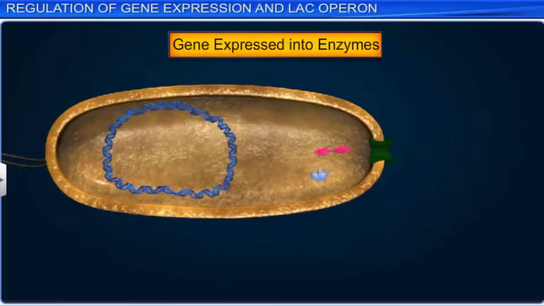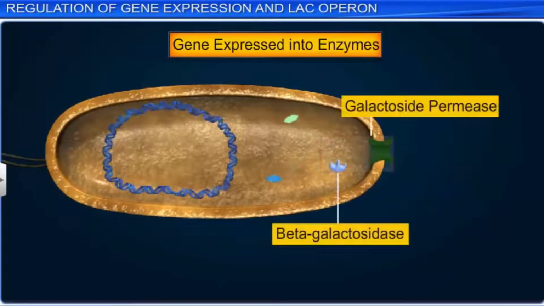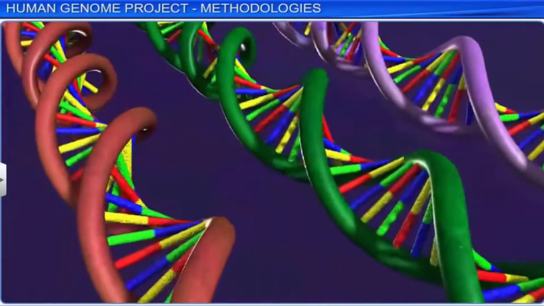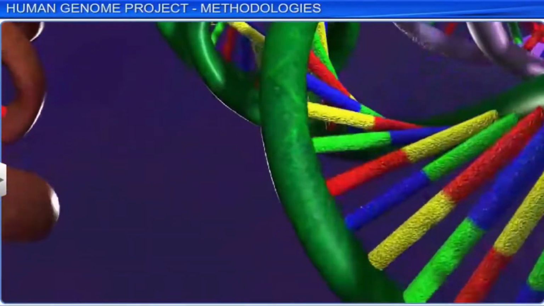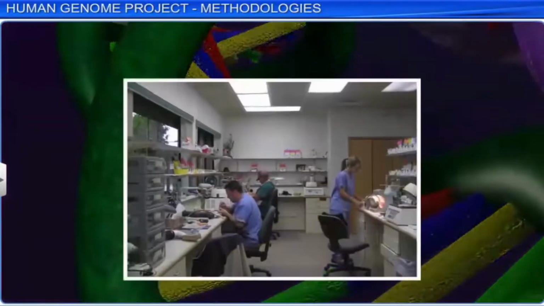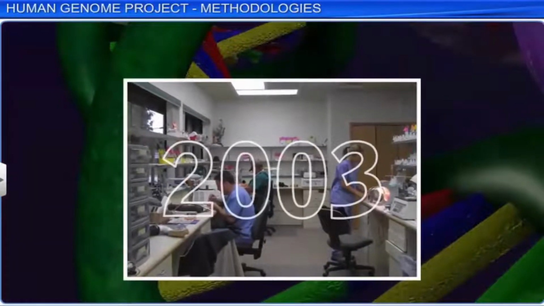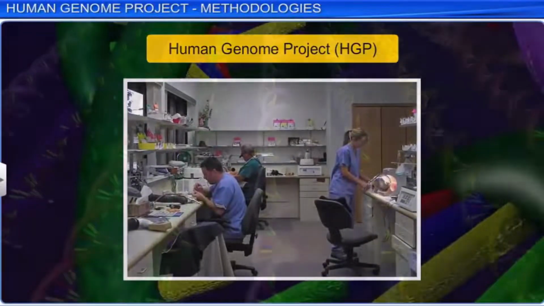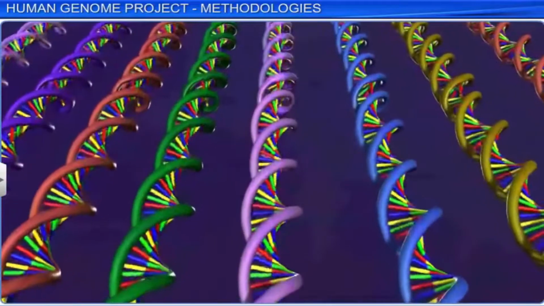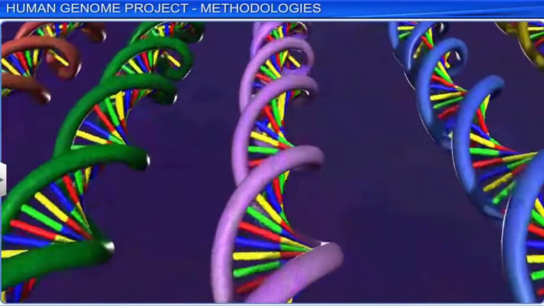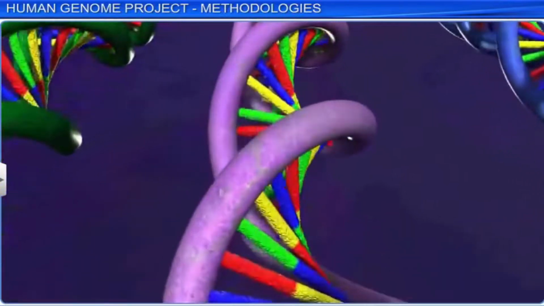In this way, the lac operon demonstrates how gene expression is regulated in an organism. In the past, biological researchers could study only one or two genes at a time. This changed completely in 2003 with the completion of the Human Genome Project. With the entire gene sequence and advanced genetic engineering technologies at one's disposal, biological research could now be conducted on a larger scale.